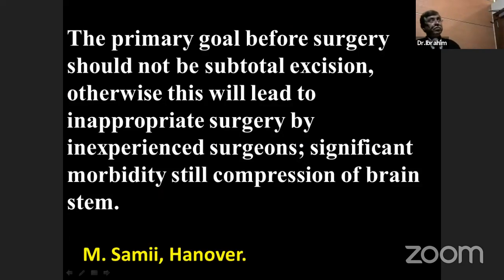So the primary goal before surgery should not be subtotal excision. Otherwise, this will lead to inappropriate surgery by inexperienced surgeons with significant morbidity and compression of brainstem. There's severe compression of the brainstem, and they still give Gamma Knife. You say, come on, Gamma Knife starts, you give it today, starts after 6 months, completes action in 2 years. Why should you keep the patient's brainstem compressed for that period of time? They have no answer, except they push the button and take the money.